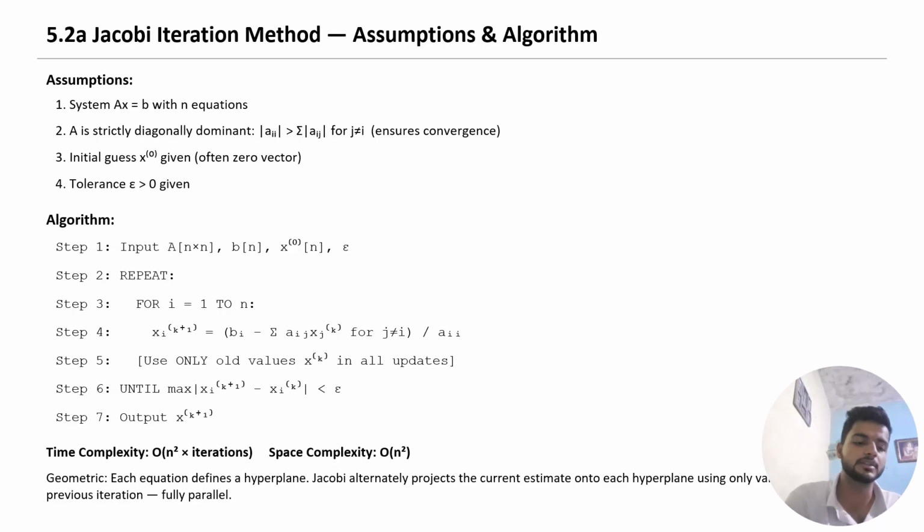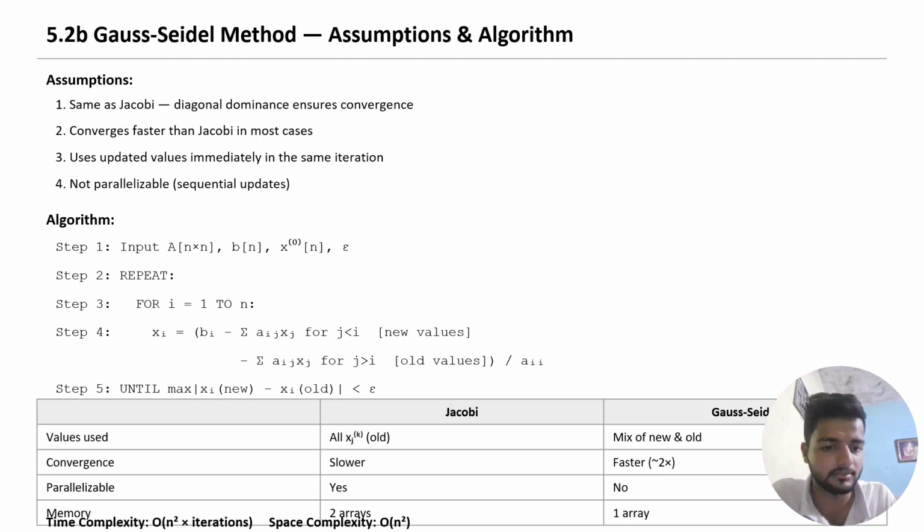The Jacobi iteration method. In this, these are the assumptions. Initial guess x0 is given, often the 0 vector. We'll take input as an n cross n matrix A and vector B of size n. Repeat for i equals 1 to n. We'll do this for this loop until the maximum value of |xi minus xi^k| is less than e. Will give output x^(k+1) term.